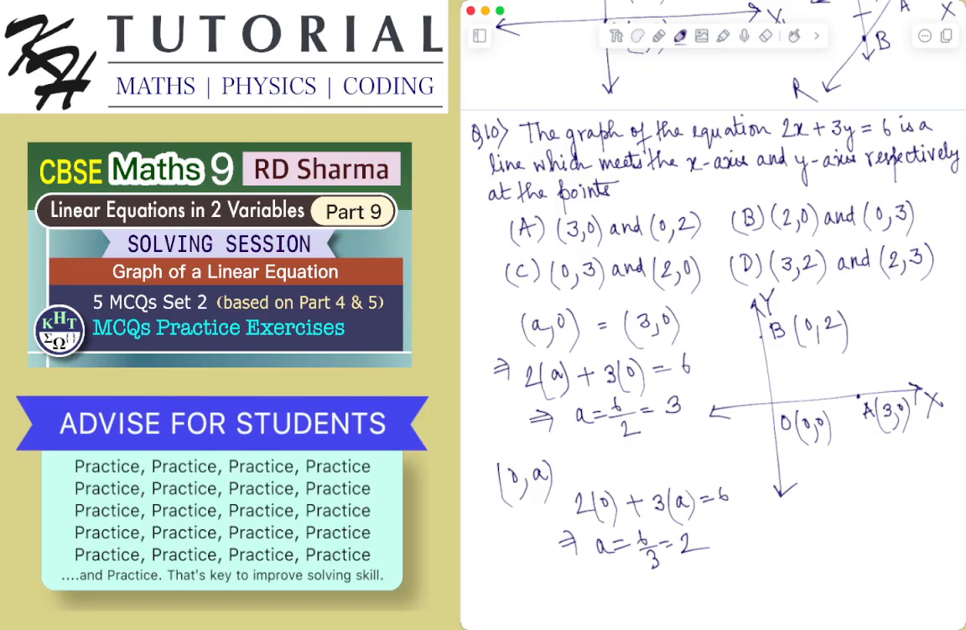So the coordinate of the point where the graph of the equation is intersecting with the x-axis is 3 comma 0, and the coordinate of the point where the graph of this equation is intersecting with the y-axis is 0 comma 2.